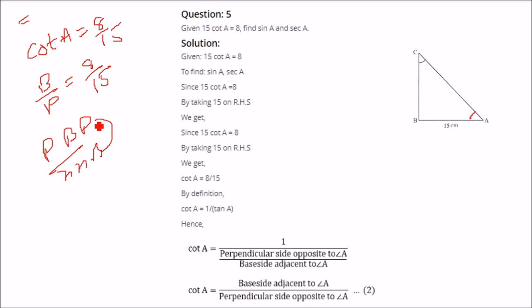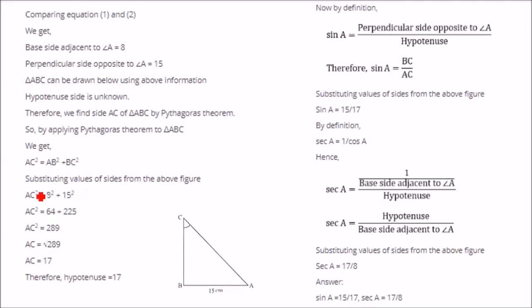So cot A is base by perpendicular. For this angle, base is 8 and perpendicular is 15. So how to find this side? 15 square plus 8 square. 15 square is 225, 8 square is 64. So this is 289, and the root of 289 is 17.